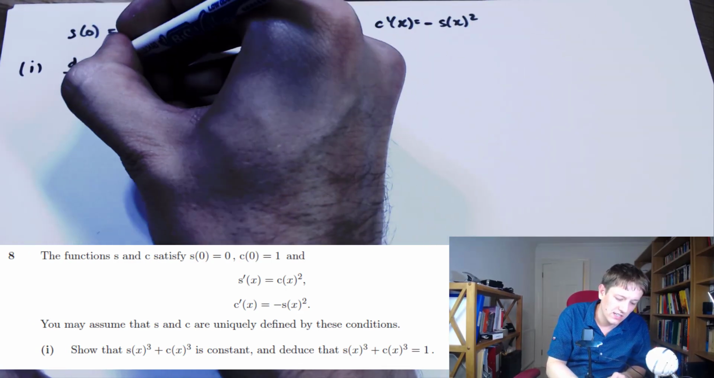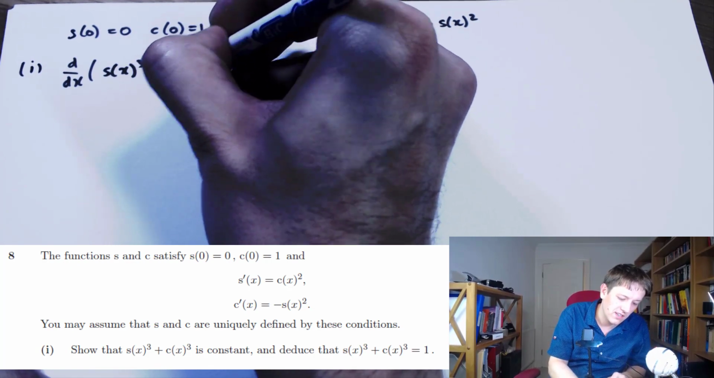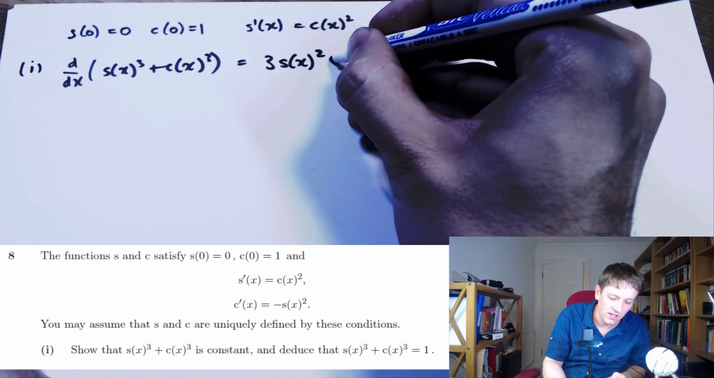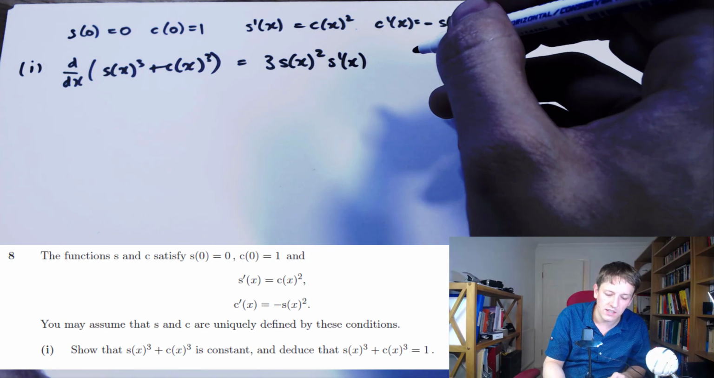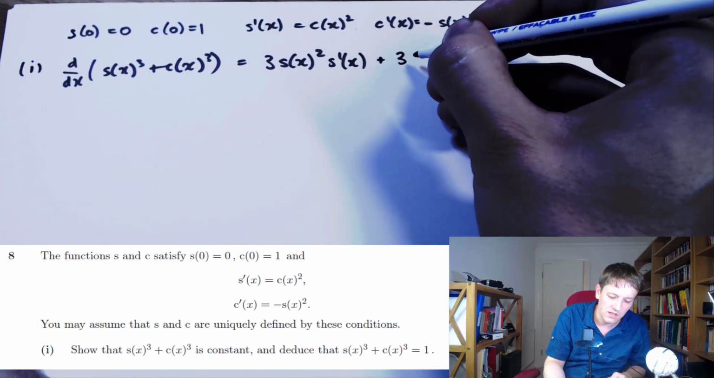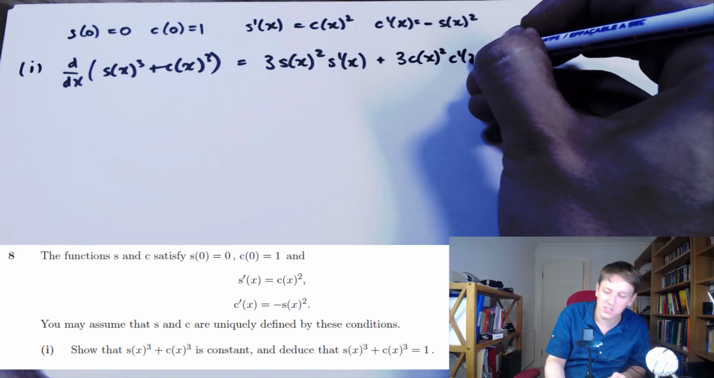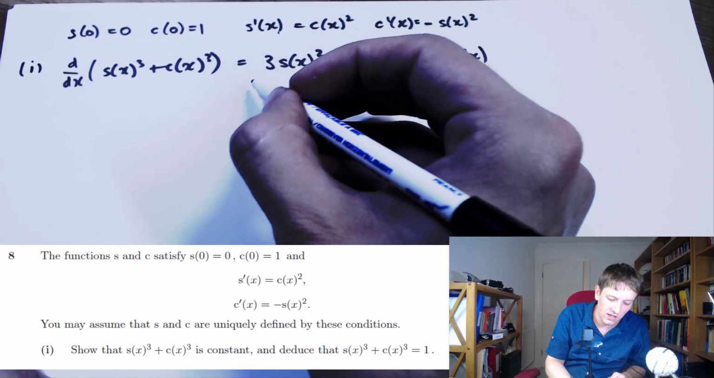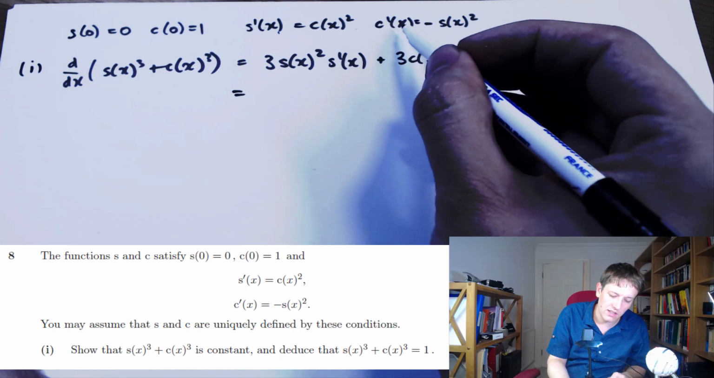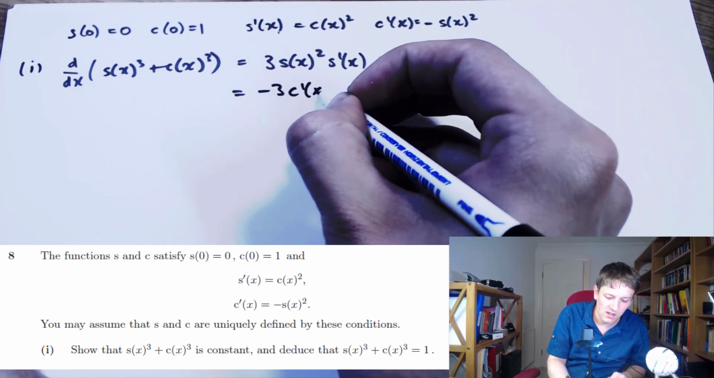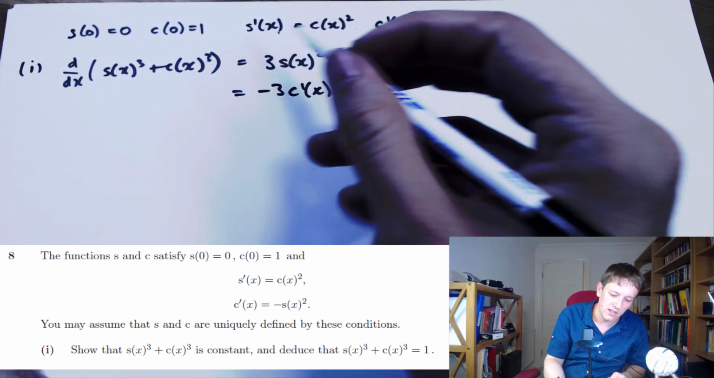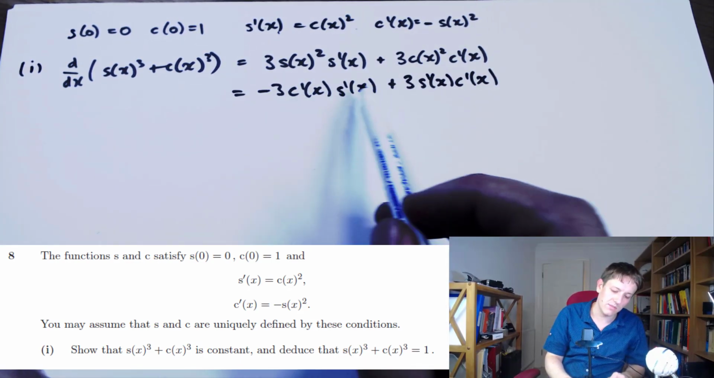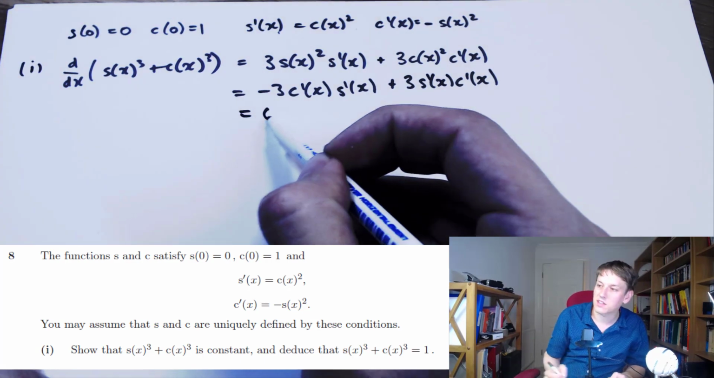So if we differentiate s of x cubed plus c of x cubed, then I'm going to have to apply the chain rule and get 3 times s of x squared times s primed of x, and then 3 times c of x squared times c primed of x. Then we can choose which way around I want to use this result. I've got s of x squared here, so that's minus c primed of x, and I've got c of x squared, so that's s primed of x. So I've got minus 3 of this product of the derivatives, plus 3 of that product, so that's 0.